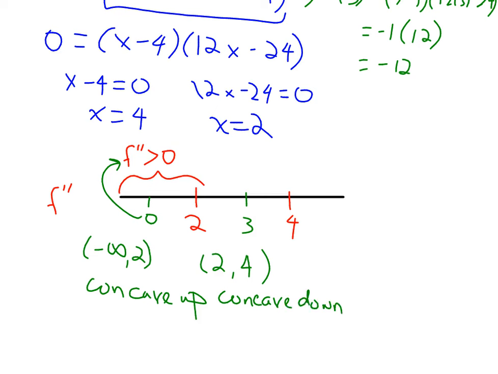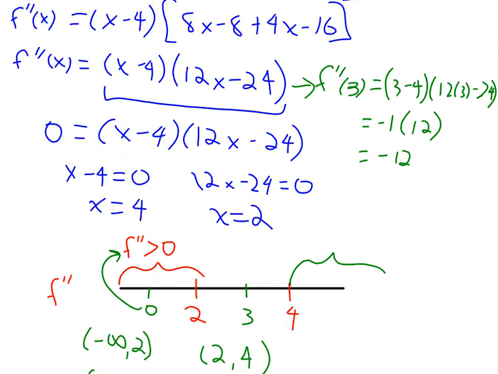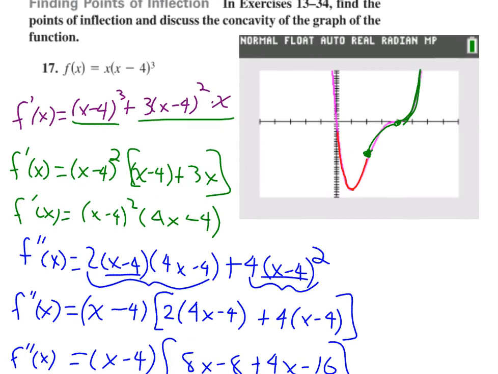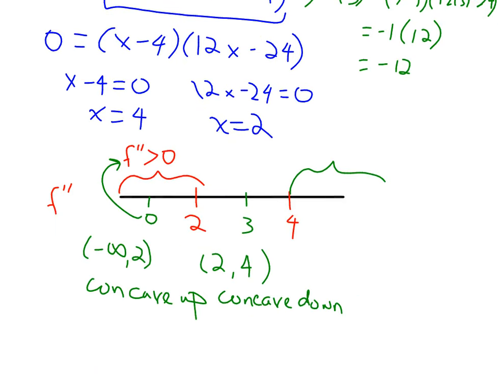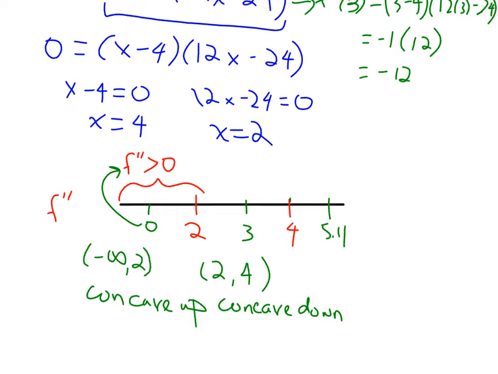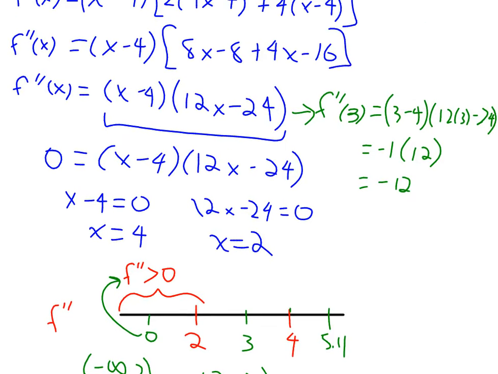And then lastly, between 4 and infinity, on this side of 4. Picture-wise, it looks like it should be concave up, but just to make sure, let's take a number in this interval after 4 and see what we get. Let's pick a nice and tidy number like 5.11. Let's test 5.11 since it's an easy number to do with our math.